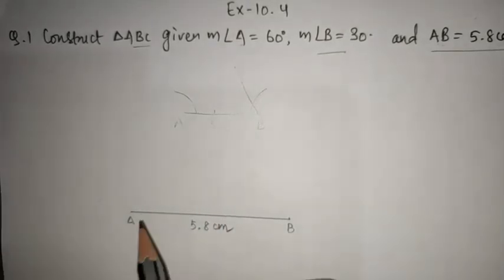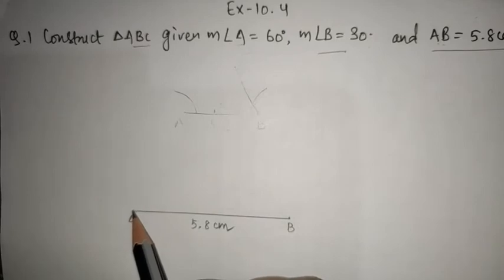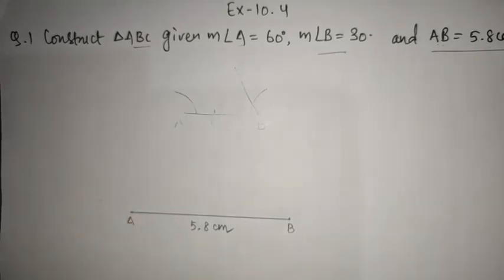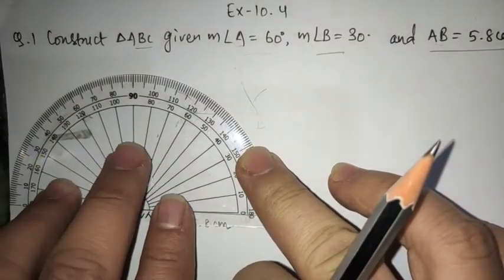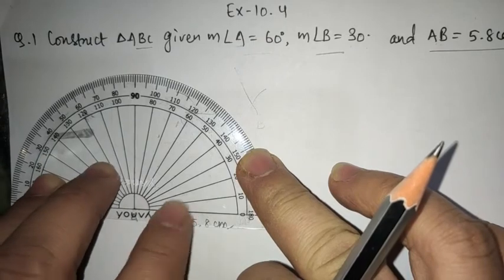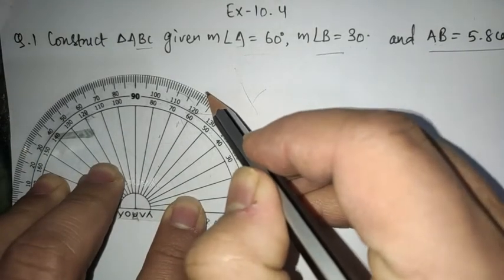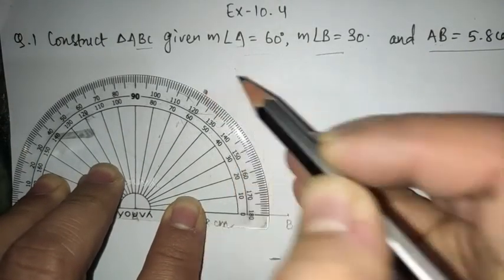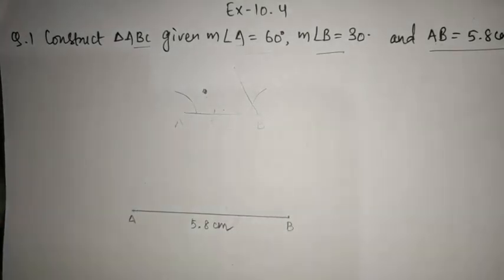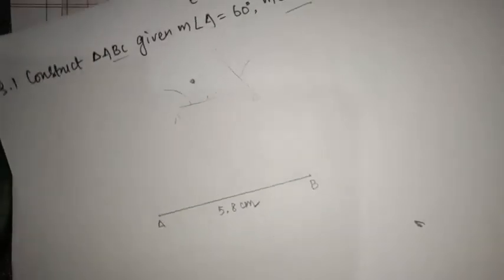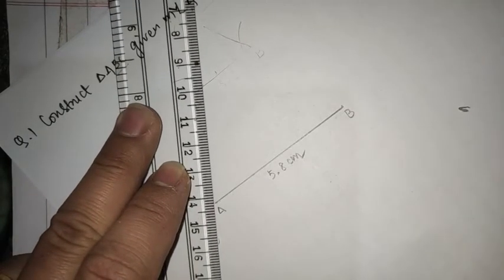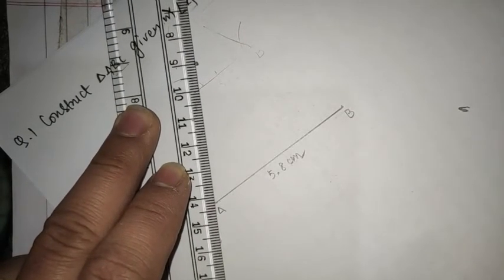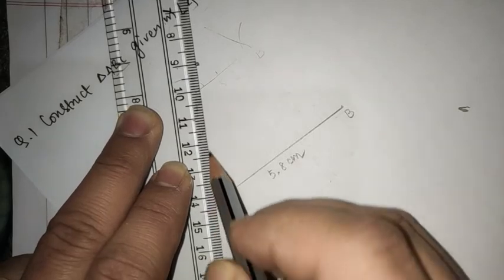Alright, so here we have to make measure of angle A as 60 degree. So choose the protractor to make this. From angle A is equal to 60 degree. So this is our 60 degree here. Yes. Now pass the straight line from here. Pass the straight line through this. Okay.